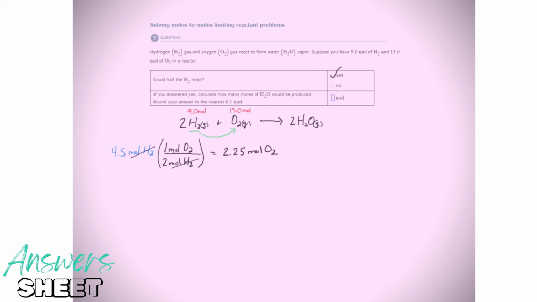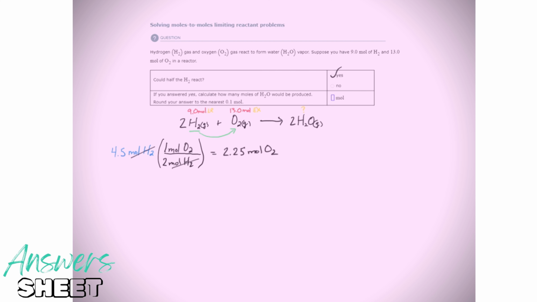So if you answered yes, calculate how many moles of water would be produced. So what this is asking us to do is just to figure out how much product, how much water would I make from 4.5 moles of H2. Now clearly, H2 is our limiting reactant. So this is our limiting reactant, and oxygen is our excess reactant. So they're asking us to tell them, well, how much water can we make if half of the H2 reacts?